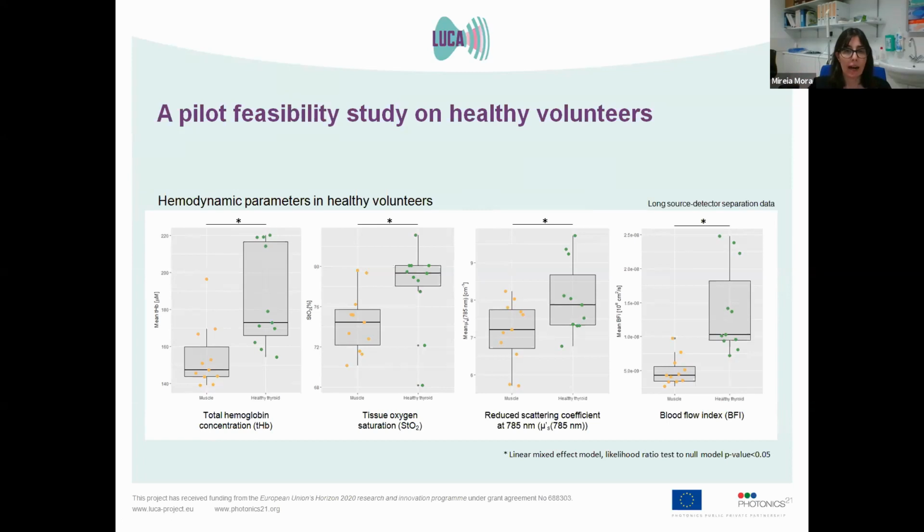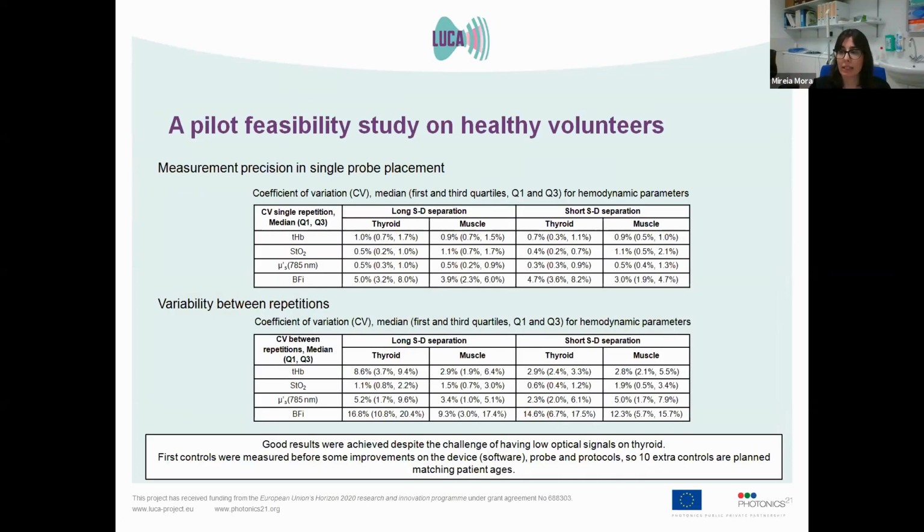Okay. And the next step was to check whether this device was precise and what the variability between repetitions was. This has already been explained by Turgut, so I'm not going to repeat this, but the idea is that we found good results despite the challenge of having low optical signals on the thyroid.